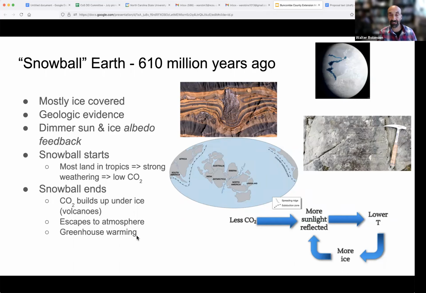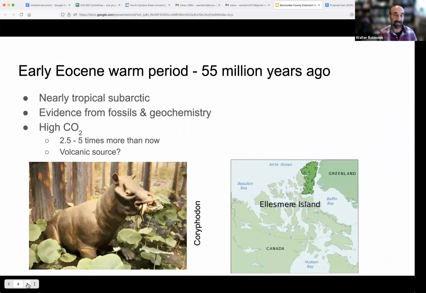Eventually, you got a really strong greenhouse warming, and that was enough to counteract what we call the albedo feedback effect, warm the Earth, and take it out of the snowball. So that's one example. Climate really different from now. The players are the amount of sunlight that was absorbed and the strength of the greenhouse effect.